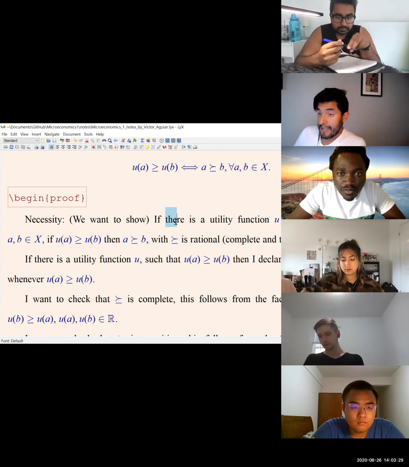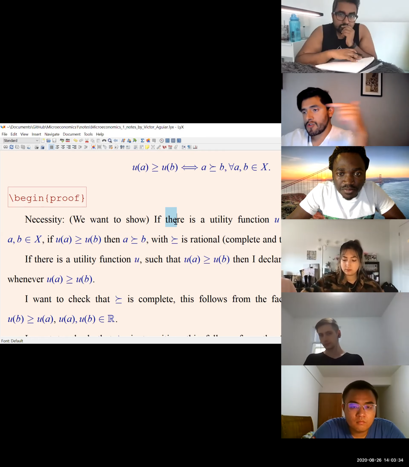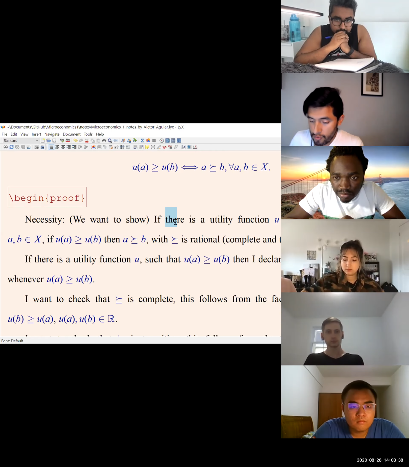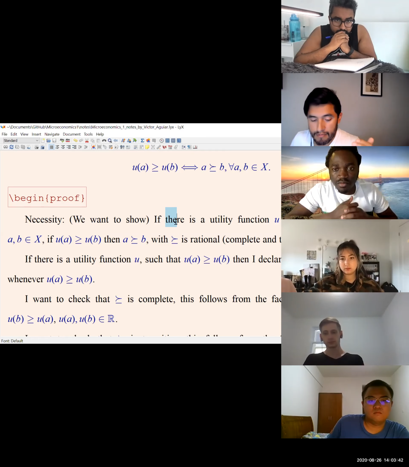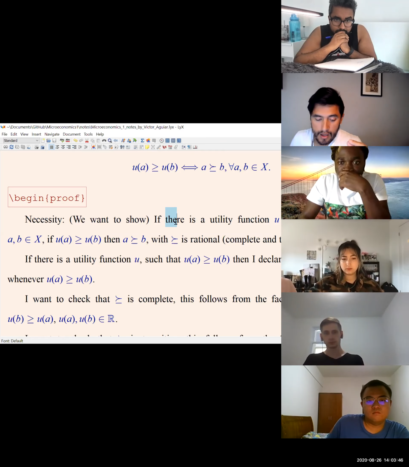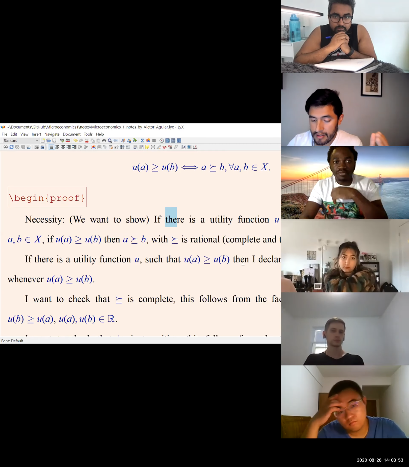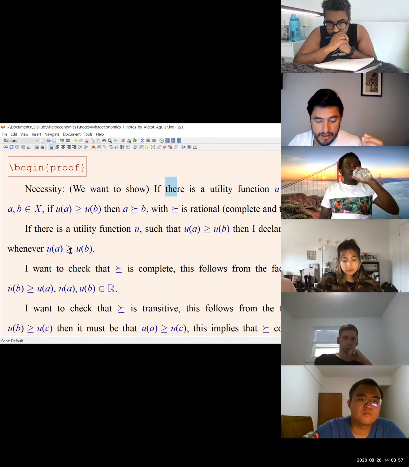So let's prove it. Necessity is one direction of the arrow, if and only if. If and only if is two ways. So necessity means that if there is a utility function U such that for any A and B, U of A is greater than U of B, then A is preferred to B, okay? So I want to show that. If there is a utility function U such that U of A is greater than U of B, then I declare a preference relation, A better than B, whenever this happens, okay?